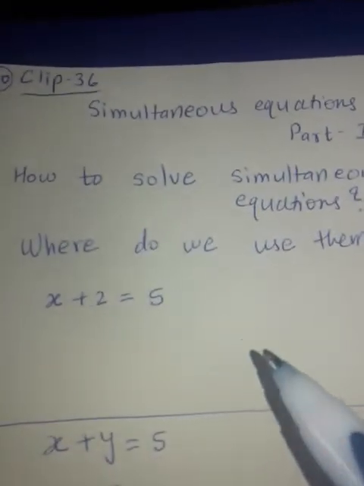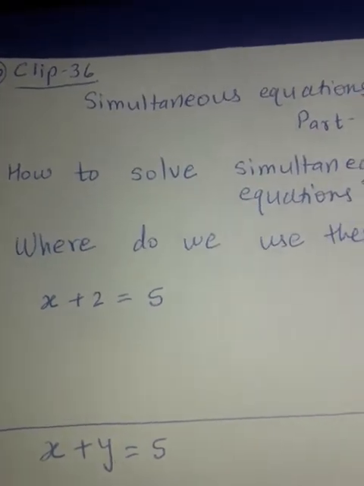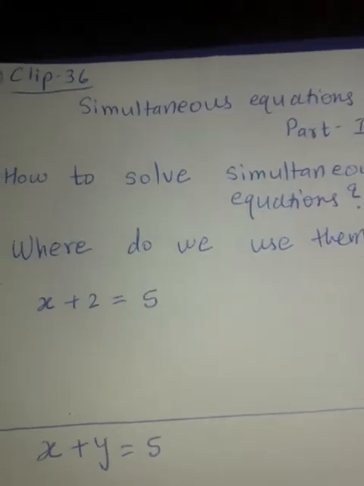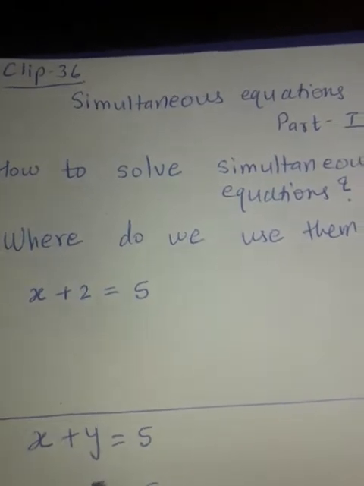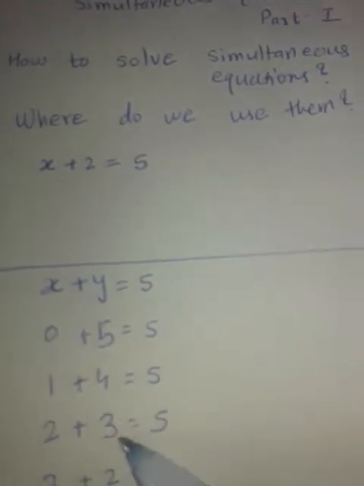Now instead of this, I am giving you this question. Forget this. x plus y is equal to 5. Can you tell me how much is x and how much is y? Not possible to tell, isn't it? There are so many possibilities, starting like this. 0 plus 5 is 5. 1 plus 4 is 5. 2 plus 3 is 5.